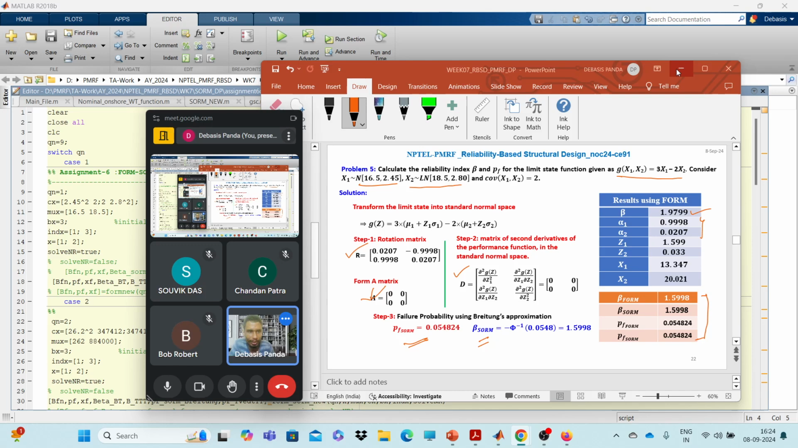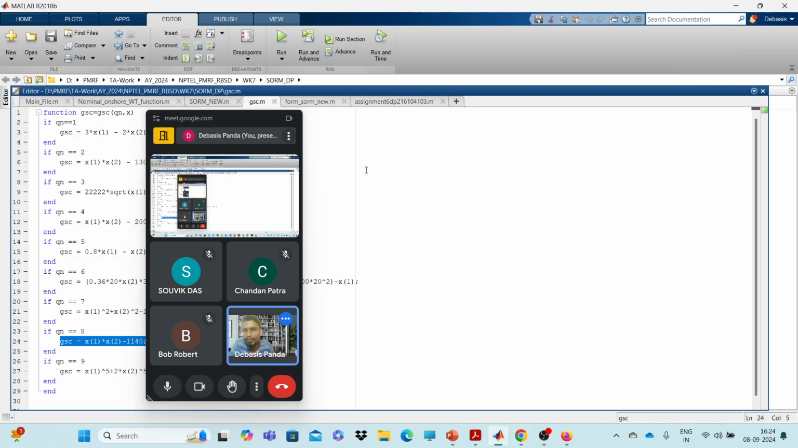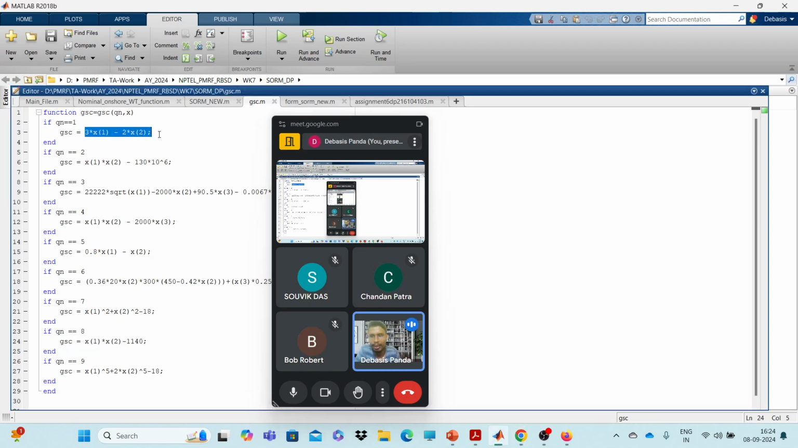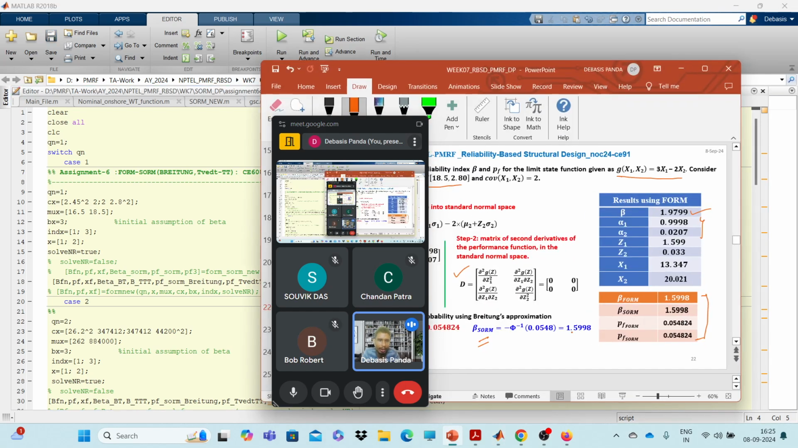If you want to check it, first you need to put the limit state function. Question number 1, 3x1 minus 2x2. I put it here, 3x1 minus 2x2 only. Now you need to incorporate the initial values, or the values of the random variables. So here we have two random variables. For the first random variable, the values are already given here.